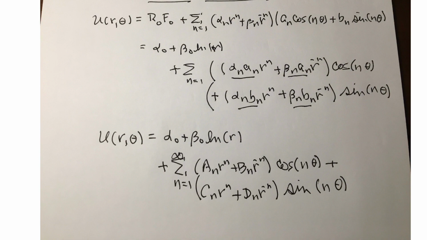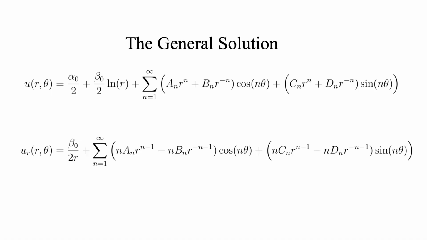It's a lot simpler. Because my handwriting is not so good, I've decided to switch over to TeX, and here I've tabulated the general solution in the first line, where I've redefined the coefficients, and the r partial derivative in the second line. We'll need it for the second boundary condition.